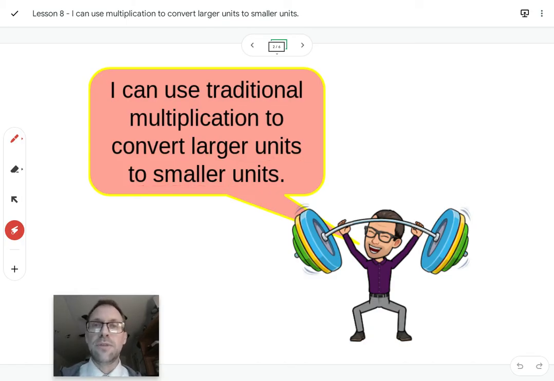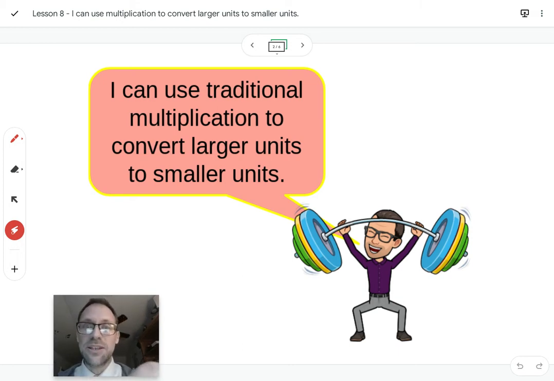So a larger unit might be something like a foot, and a smaller unit might be the inch. Anytime we have a larger unit and we want to find out how many smaller units that is, we're going to multiply. In fact, everything we do in this lesson is going to involve multiplication. Every conversion we make is going to need you to multiply.